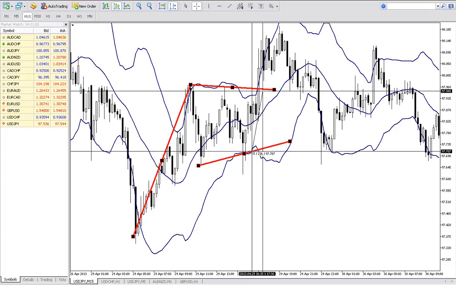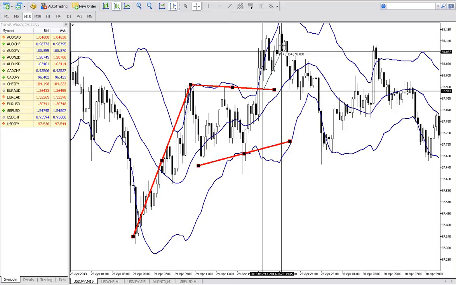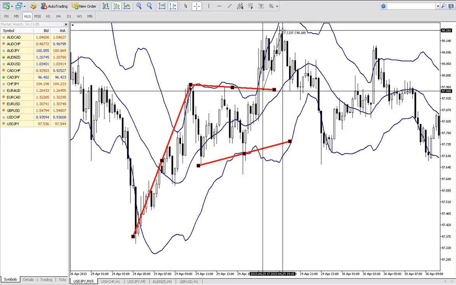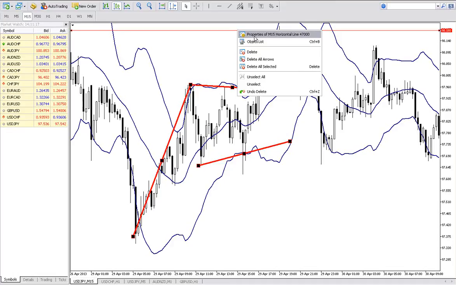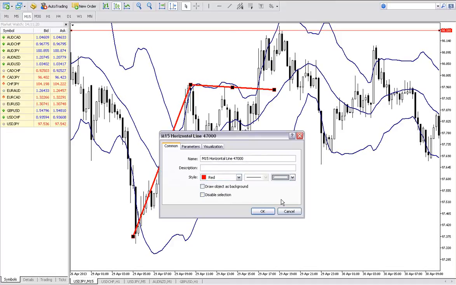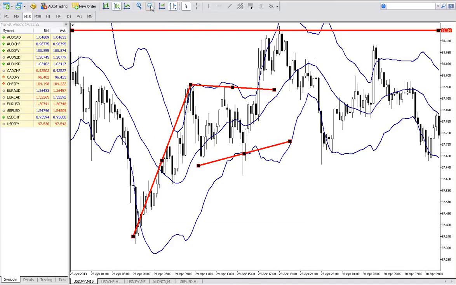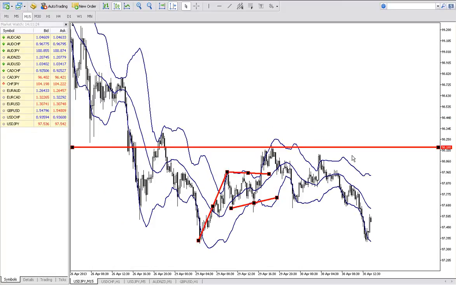So my target is 236 pips. If I measure 236 pips, that is 98,180, just there. Okay, and I'm just going to make that a little bit thicker for you to see. I'm going to zoom out, it'll be a lot clearer. And you can see that that is our flag.